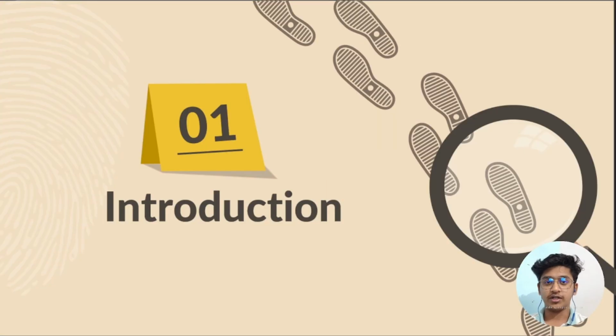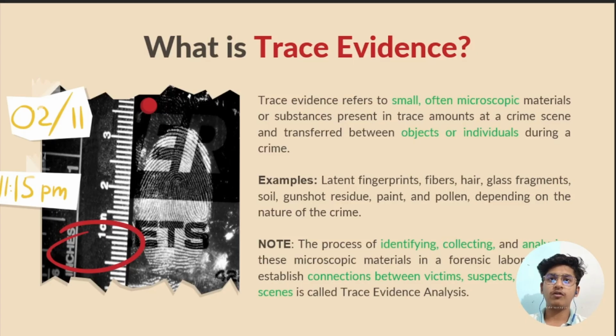First is the introduction. Alright, so before we go any deeper, let's start with the basics. What exactly is trace evidence? Well, imagine this. A crime just happened, and there's no obvious evidence, no weapons, no fingerprints, no CCTV footage, and nothing else. But what if, hidden in plain sight, there's a tiny fiber on a chair, a single strand of hair on the floor, or even a small piece of glass stuck into the suspect's shoe? These tiny things might seem unimportant, but in forensic science, they can crack an entire case wide open.